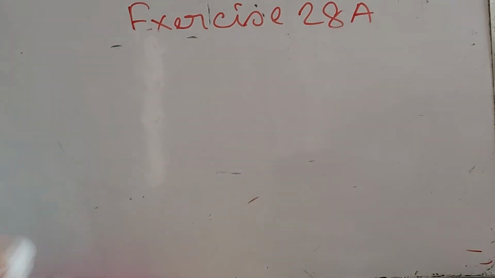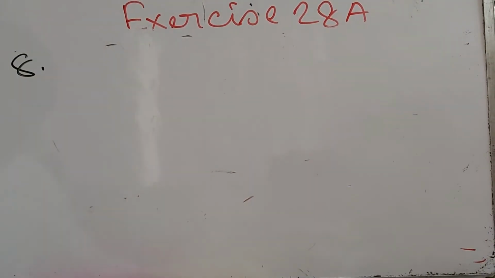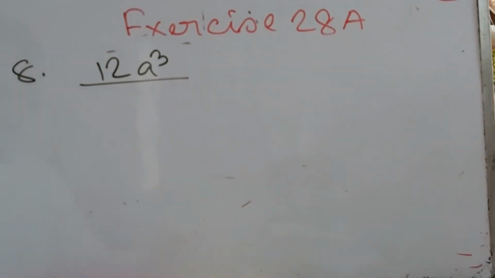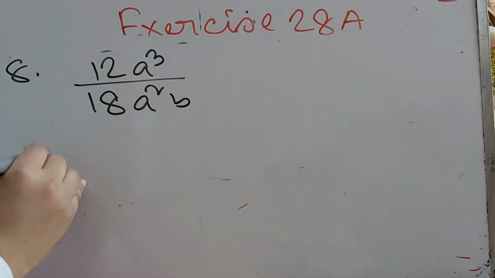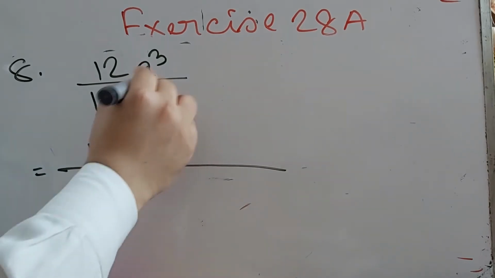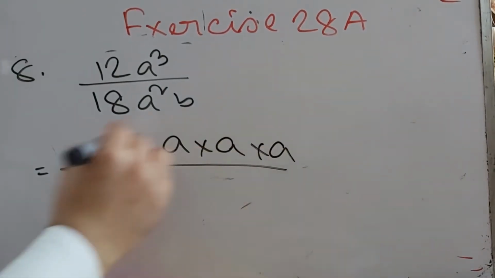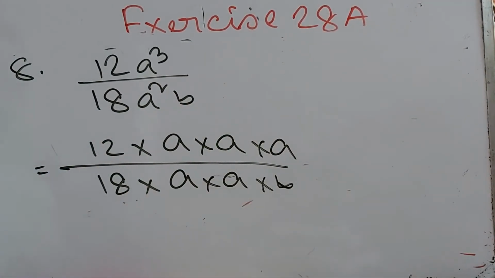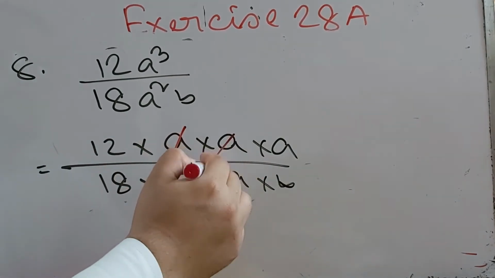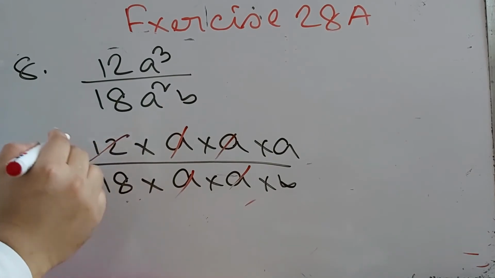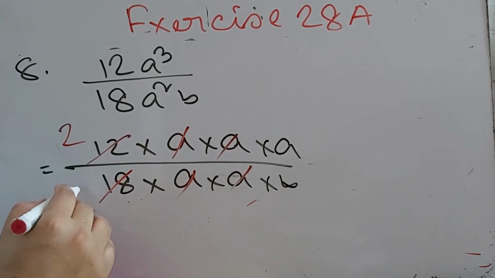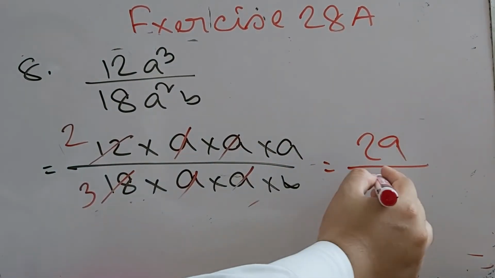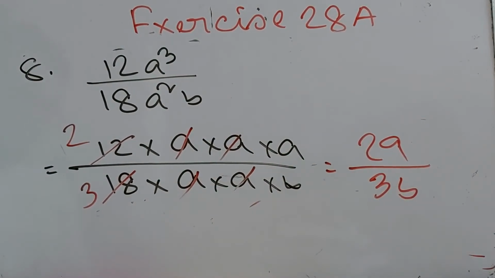Now number 8. Number 8 says 12a cube divided by 18a square b. 12a cube means 12 into a into a into a, and 18a square b means 18 times a into a into b. Now we can divide a by a, a by a, and we can divide 12 by 6, that is 2, and 18 by 6, that is 3. So at numerator that is only 2 times a, that is 2a, and denominator that is 3b. So 2a by 3b will be our answer of number 8.